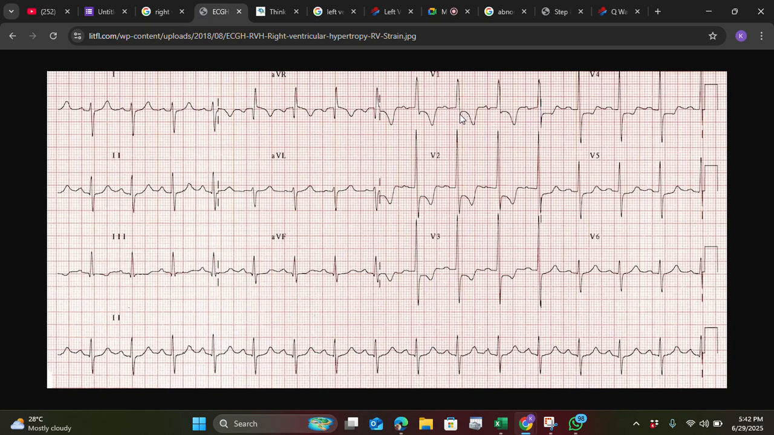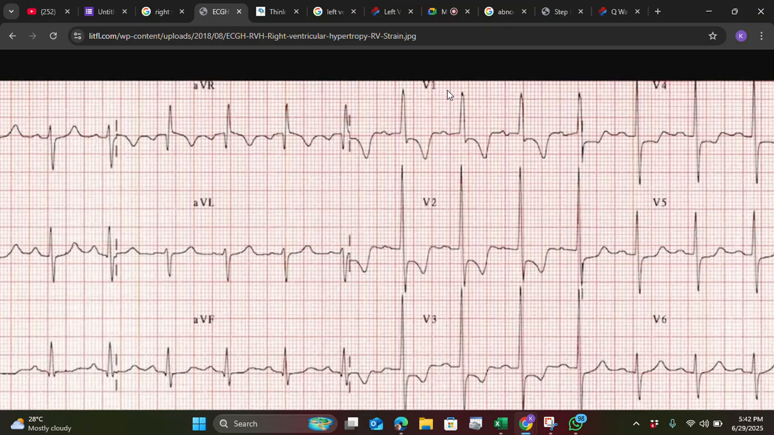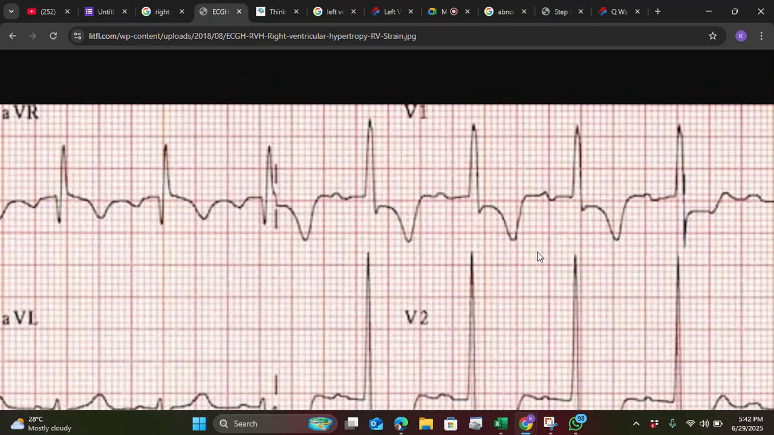Can you see that there's already one problem here? Your R wave is already taller than your S wave. But let's still count it. I'm trying to zoom it. Can you guys see it? Yes, ma'am. Alright, thank you.